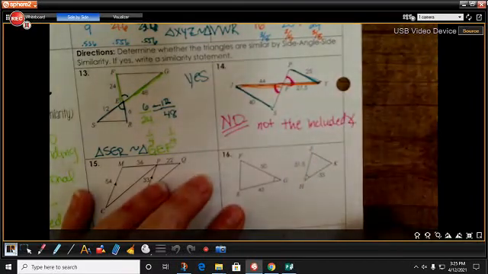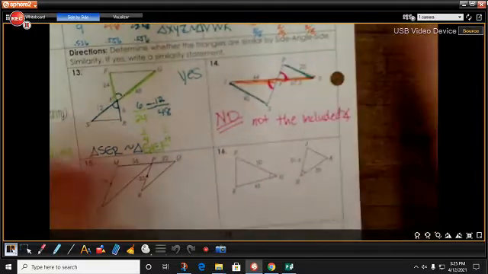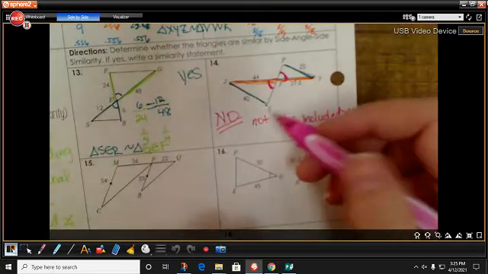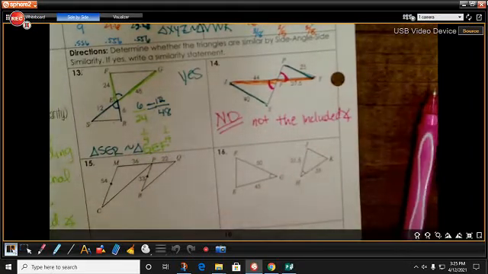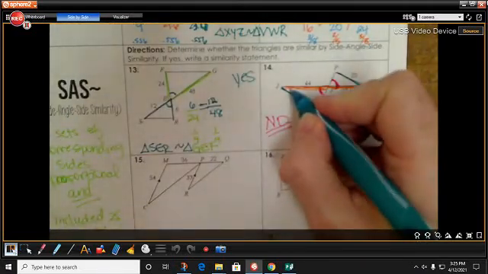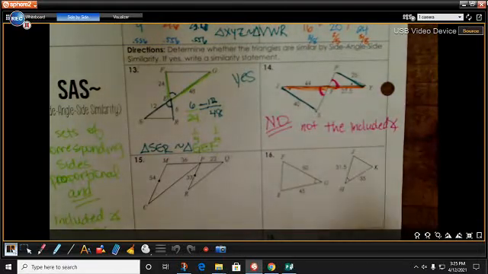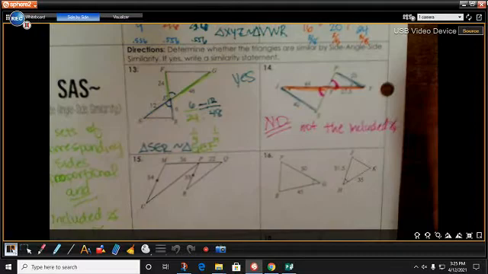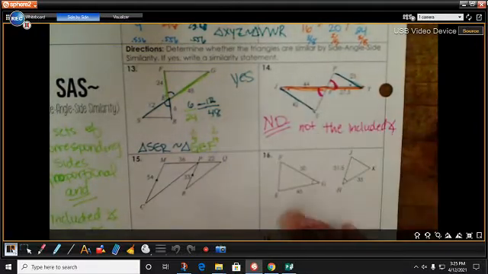And so even if these were proportional sets of sides, which I'm not going to bother finding out, it doesn't matter because I don't have the angle between them. If I wanted to prove side angle side similarity, I would need this angle and this angle to be congruent. And I just don't know that yet. I don't have any parallels to help me out or anything else. So I'm stuck saying, no, I don't have enough information.